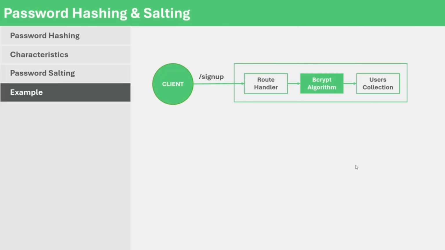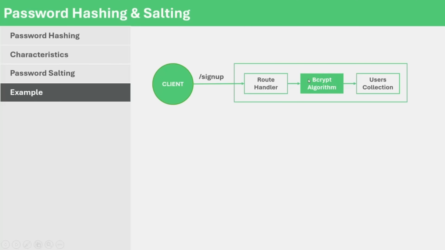Now, as I mentioned before, in this course, we are going to use the bcrypt algorithm for hashing the password. So for that, when the client sends a sign-up request to our Express application, that sign-up request will be handled by a route handler function. In our case, it will be handled by the sign-up route handler function. From within that sign-up route handler function, we are going to call a hash function. And for that, we are going to use the bcrypt library.